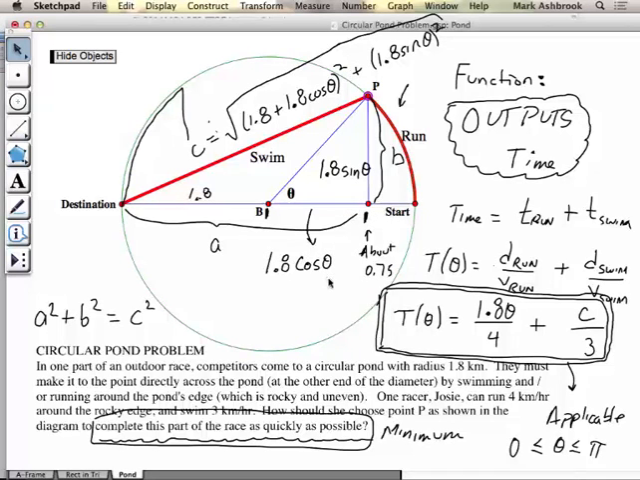Because 0.75 is what fraction of the radius, right? And the radius is 1.8. So in kilometers, from there to there would be 0.75 times 1.8. Is it better?